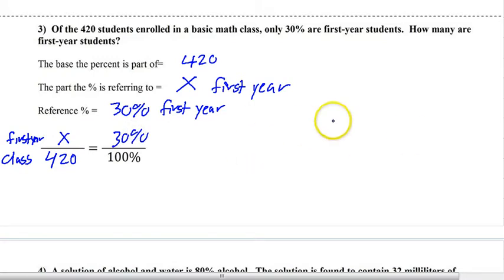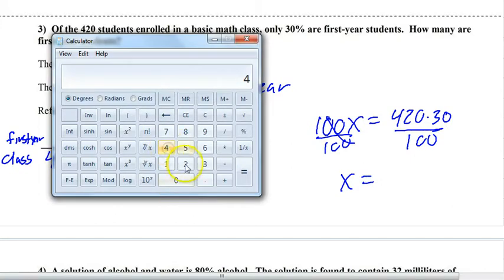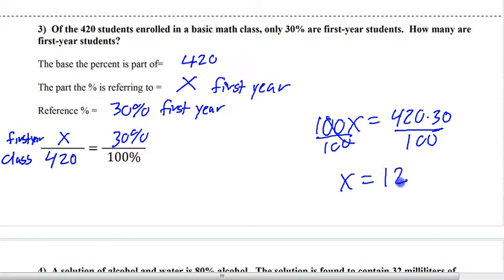And then now we can cross multiply, divide, and pull up the calculator. $126. So it means we have 126, and then we can come back and pull up the wording, first year students.